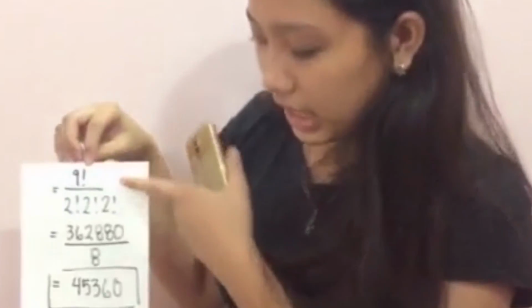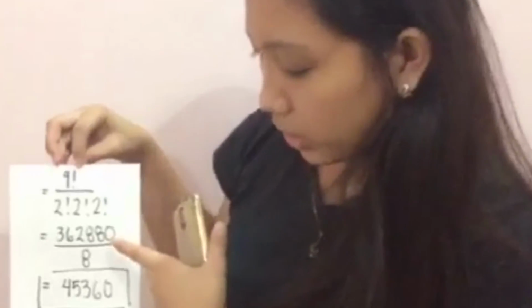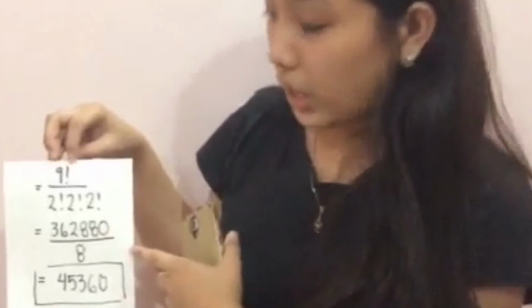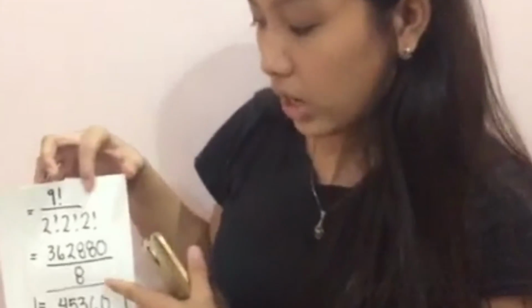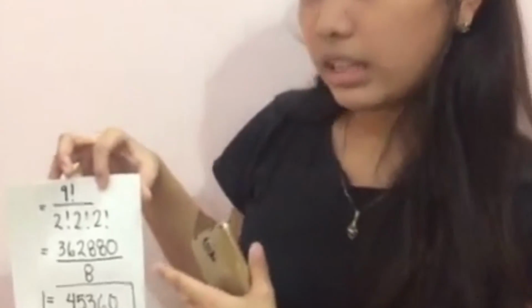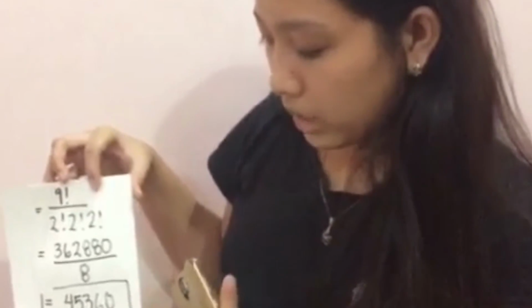9 factorial is equal to 362,880. While in here, 2 factorial is equal to 2. 2 factorial is equal also to 2. And 2 factorial is equal to 2. We need to multiply the 3 twos. So 2 times 2 times 2 is equal to 8. So 362,880 divided by 8 is equal to 45,360.